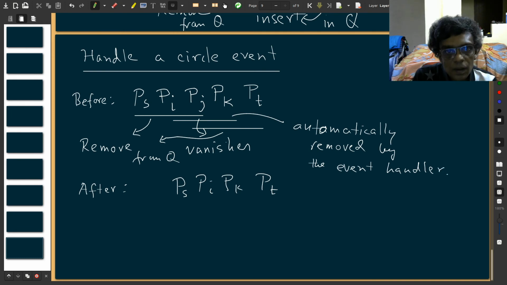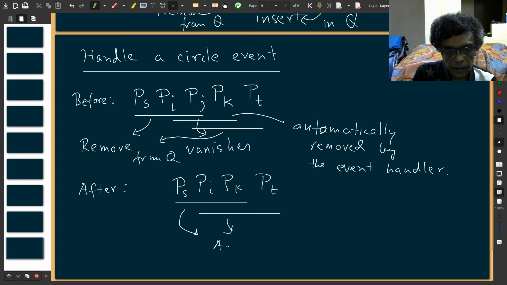Moreover, now I have two new things. Ps, Pi, Pk, this triple has now become consecutive. Pi, Pk, Pt, this triple has now become consecutive. So now add to the queue the circle events for these triples.